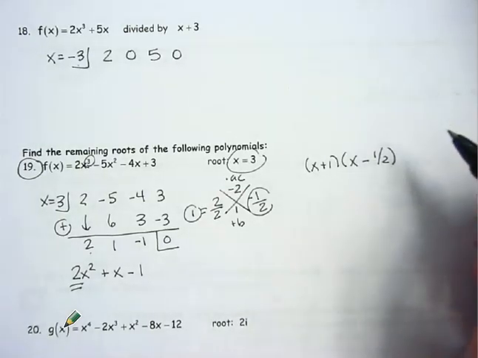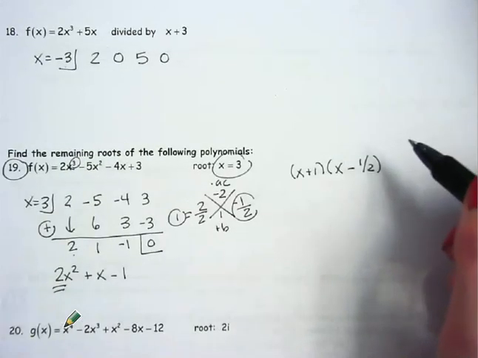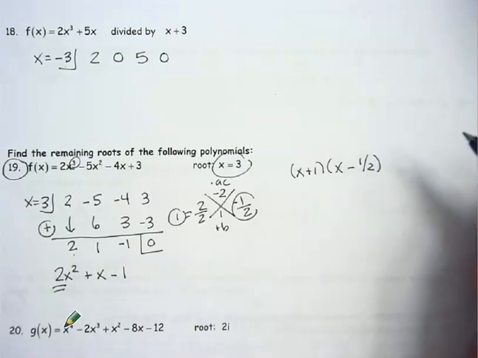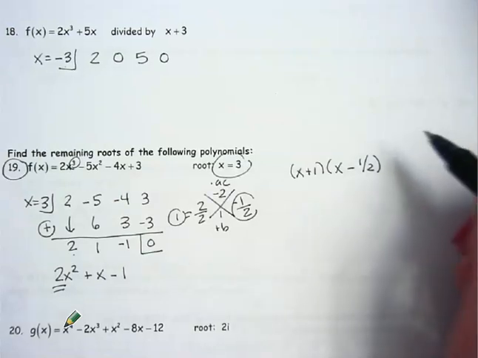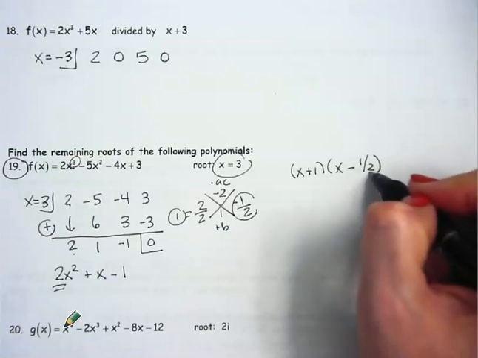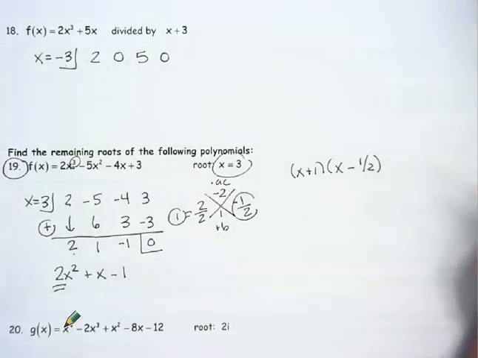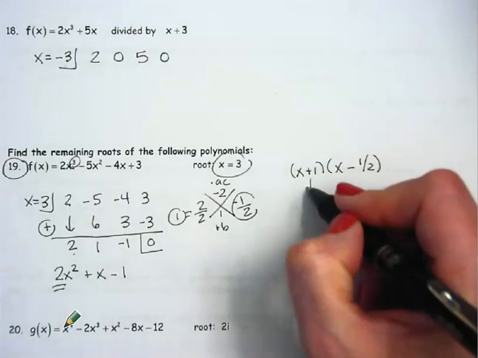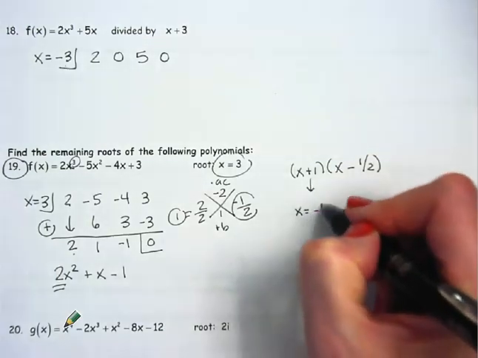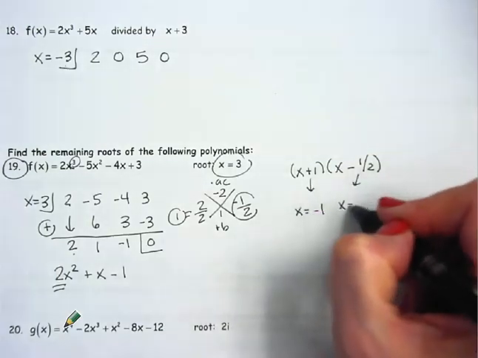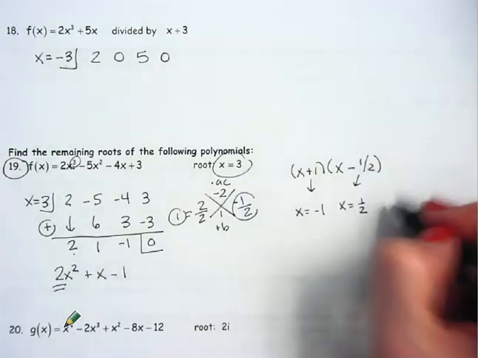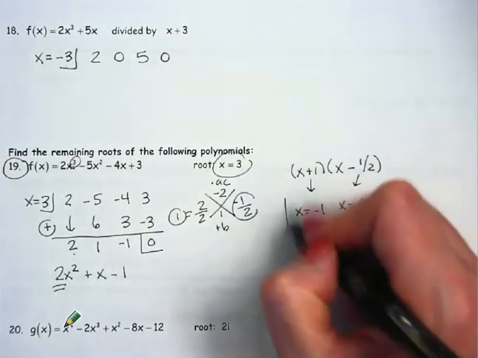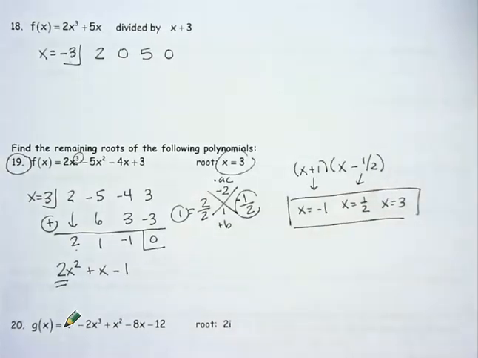Okay, so I have a few things to say here. It's not asking me to write my answer in factored form. If it did, I would have to swing this denominator up here and write 2x minus 1 as a factor. But it's just asking me for my roots. So I can already tell that here. This factor gives me a root of -1. This factor gives me a root of 1/2, and then I'm already given the root of 3. So there are my 3 answers.